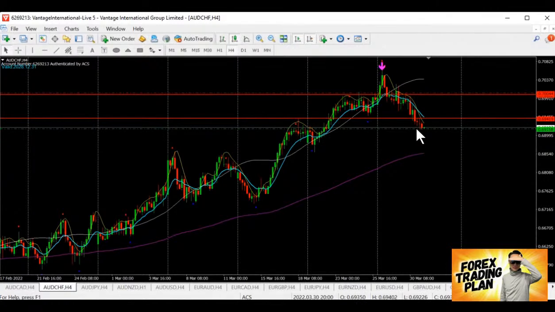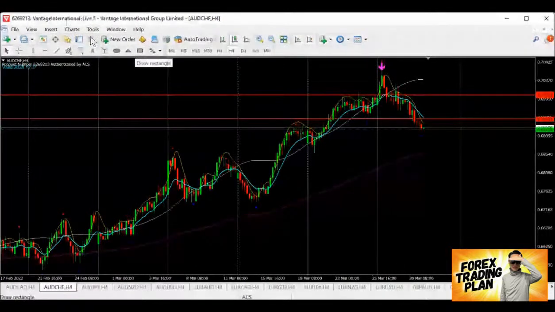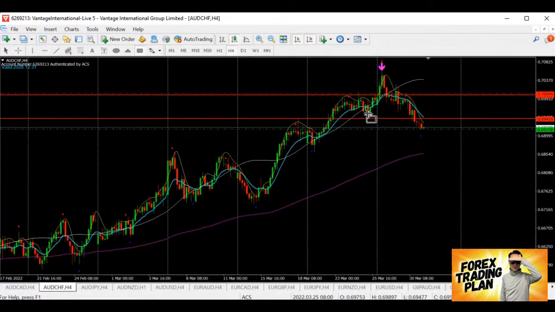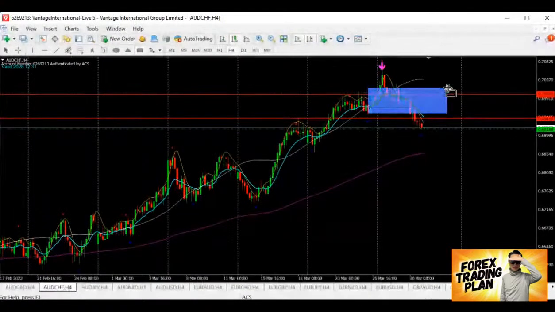Okay, so I think it's very obvious that this is going to be our support area. We can sell, but we must make sure we break the support as well. This one we have to break the support too. This support is also very crucial for us. All right, so right now we are moving out of the transition, which is good.